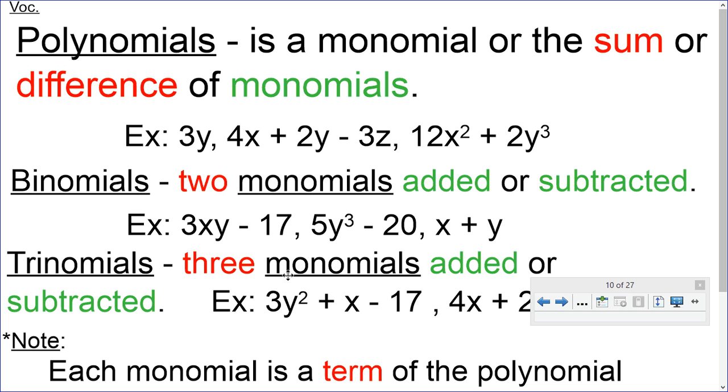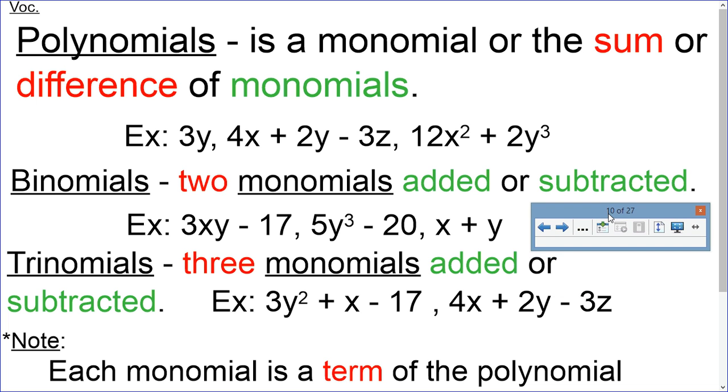Trinomials are three monomials added or subtracted. For example, 3y squared plus x minus 17. And here's another one, 4x plus 2y minus 3z. So those are three terms. So note each monomial is a term of the polynomial. So each individual part is called a term.